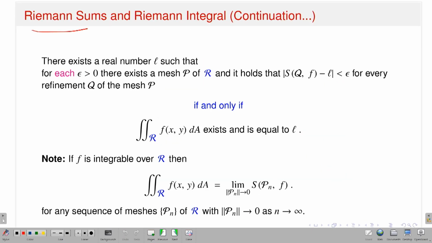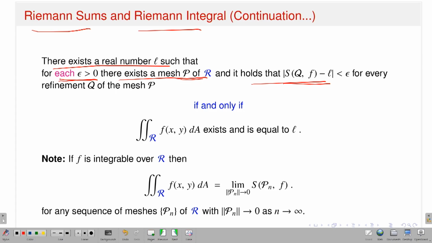That is exactly the Riemann sum and Riemann integral. What I am saying is that suppose there exists a real number L such that for each epsilon, there exists a partition P of my rectangular region R such that the distance between S_Q(f), the Riemann sum corresponding to the partition Q, and L is less than epsilon for every refinement Q of P. So I am saying you have an L which has the following properties. What is the property?